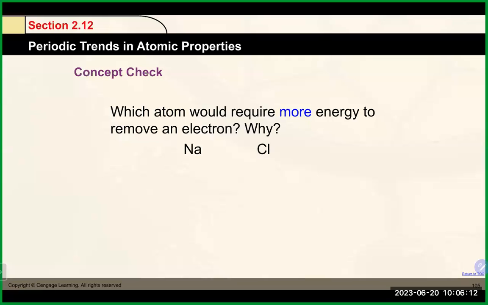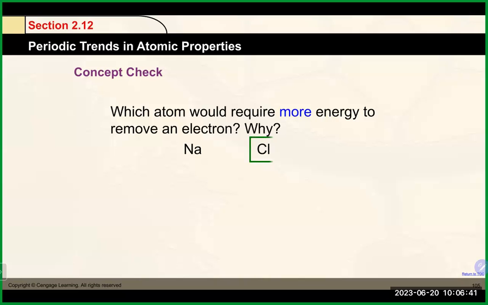All right, so take a second here. Which atom would require more energy to remove an electron, sodium or chlorine? Which one should take more energy to remove it? Should be chlorine. Chlorine and sodium are in the same period on the periodic table, right? Chlorine is further to the right, which means it should have a higher ionization energy, and ionization energy is the energy required to remove the electron. Sodium should have a lower one, so it should be chlorine in this case.